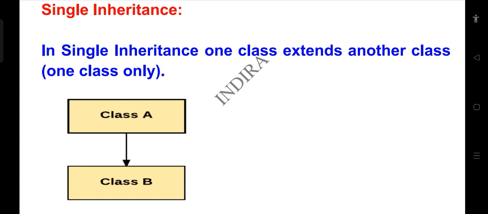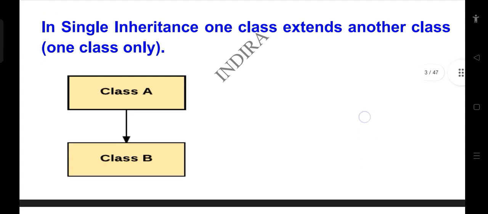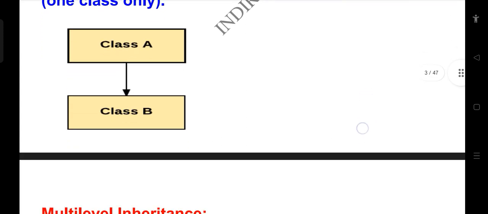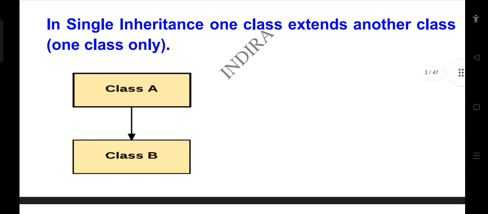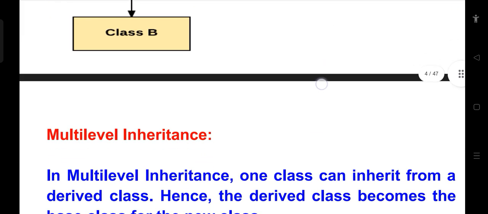In terms of generating, we can use the term extends also. In single inheritance, a superclass extended by only one subclass is known as single inheritance. Here is the graphical representation of single inheritance. Class A indicates one and only one subclass, class B. So this is single inheritance.